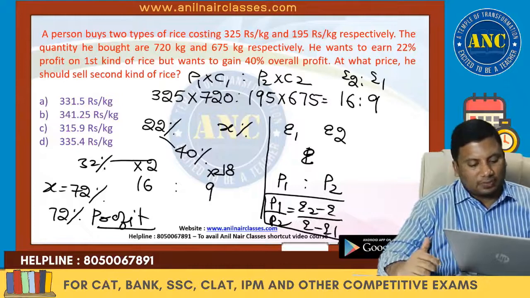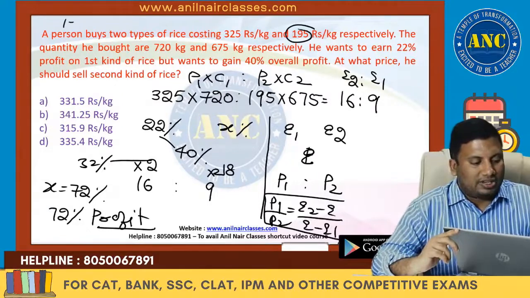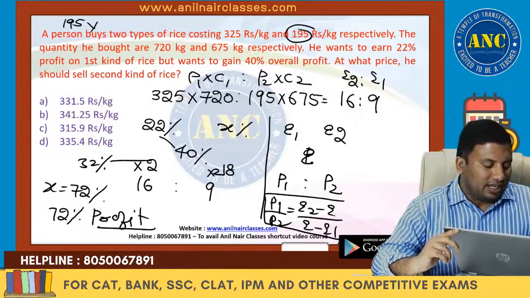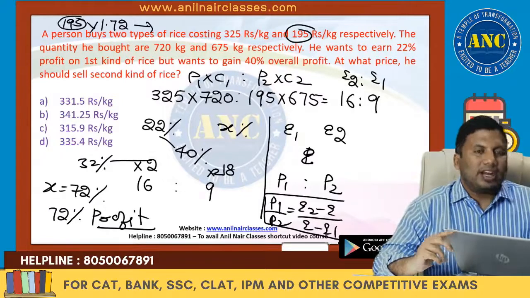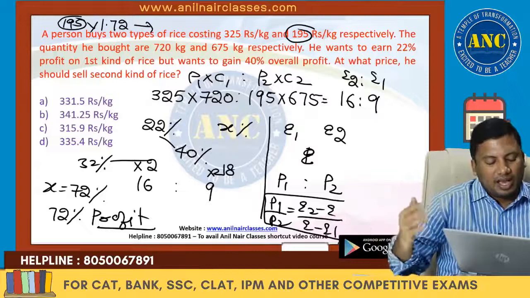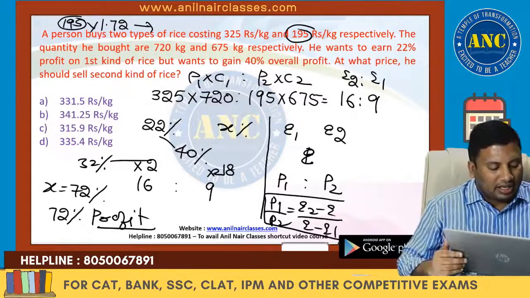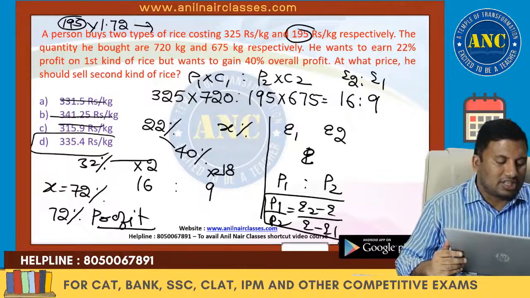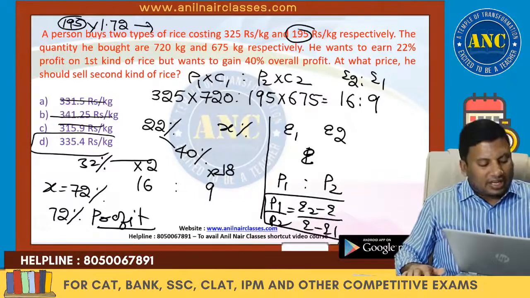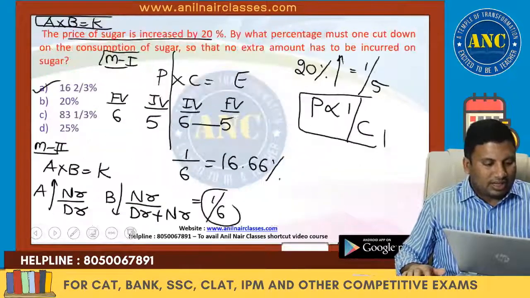What is the cost price? Second kind 195. 72% means 1.72. 195 is 200 minus 5. Answer should be less than 340. Less than 340. Digital sum is not matching for this. So answer is 335.4.